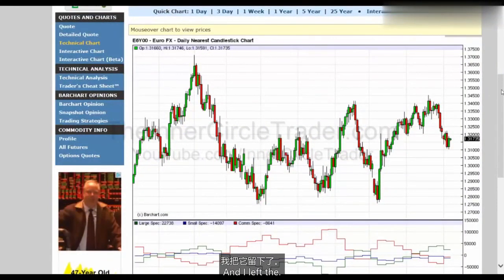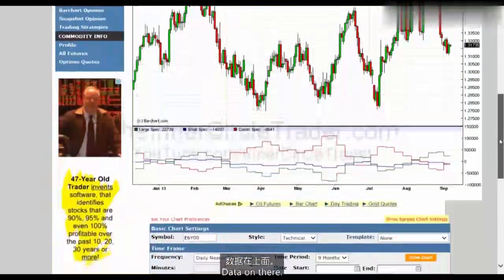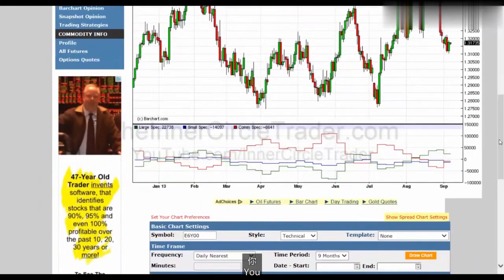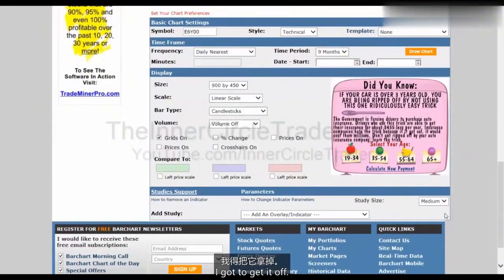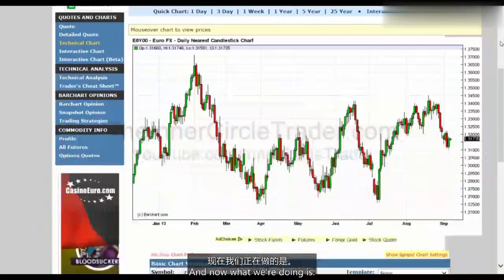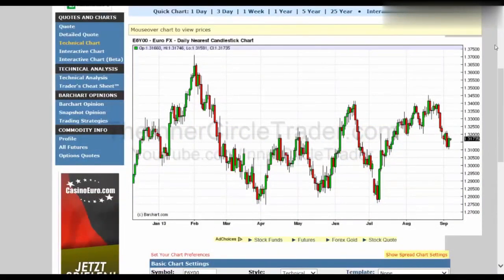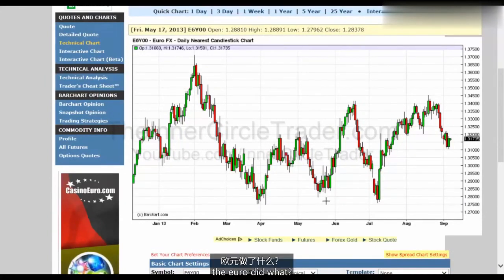I left the COT data on there, but you guys know me, I'm nuts about stuff like that. I've got to get it off. It'll distract me. So I just took that off, and now what we're looking at is the April and May time frame, where the euro did what?